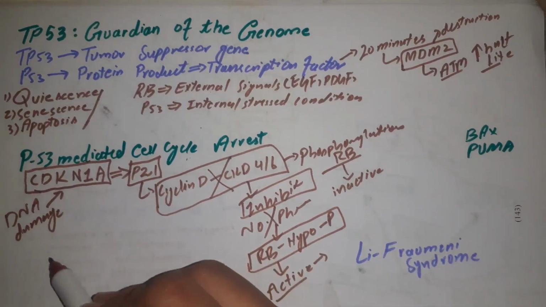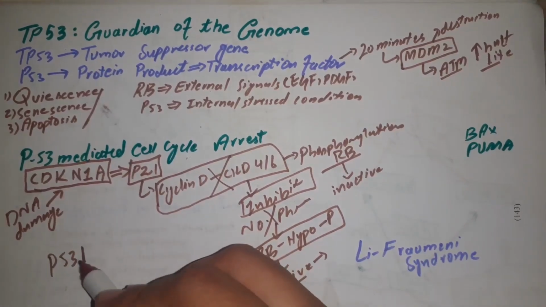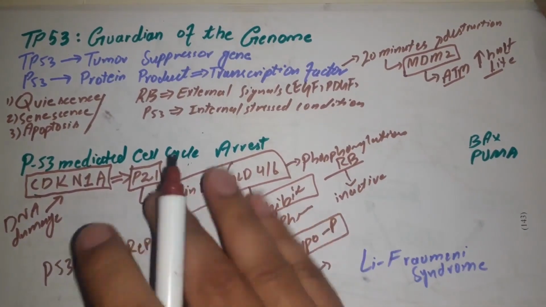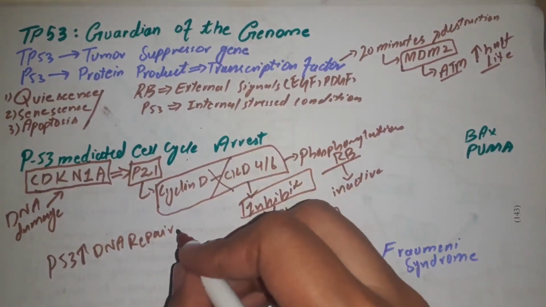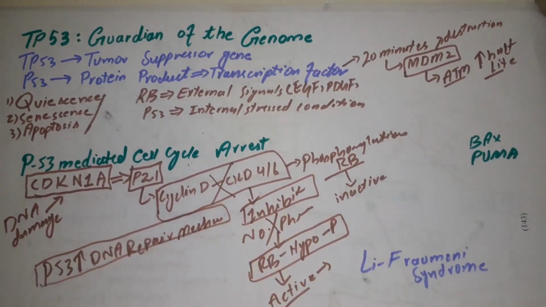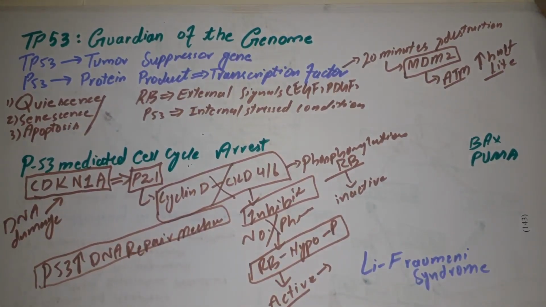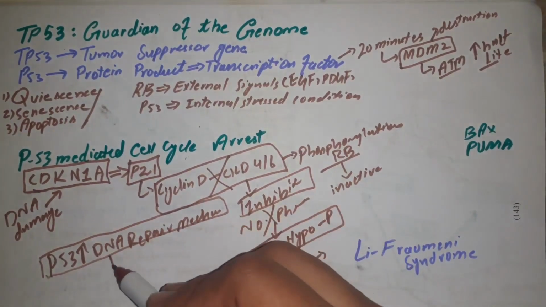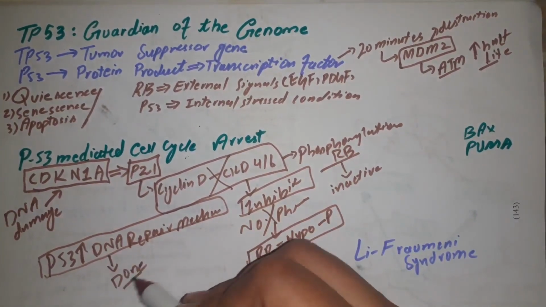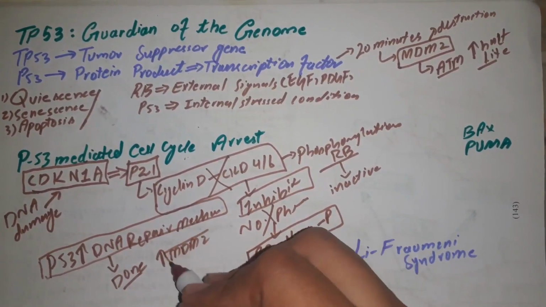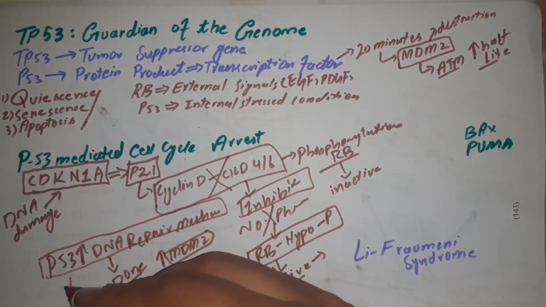Now P53 protein upregulates DNA repair mechanisms. Okay, in one way it stopped the cell cycle, in the other way it upregulated DNA repair mechanisms or DNA repair proteins. When DNA repair proteins became active, they tried to repair the damage. If the damage was small and its repair was possible, the cell will again enter into the cell cycle. However, supposedly repair was done, what will happen next? Then P53 protein will upregulate MDM2 protein, and when this protein is upregulated, what will happen? It will lead to the self-destruction of P53.